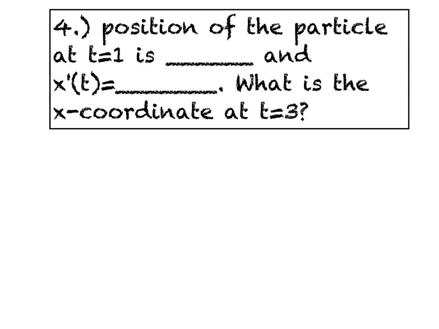Our last one for the day, again, I didn't type it out ahead of time, but we will do setup only on this one again. We won't worry about evaluating. Basically they said the position of a particle at t equals 1 is represented by the vector 5, 7. So that's your position: x equals 5 and y equals 7. And we know that dx dt, or x prime of t, is 3t plus 1. They did not give us y prime of t. But now they're asking us, what is the x-coordinate at t equals 3.